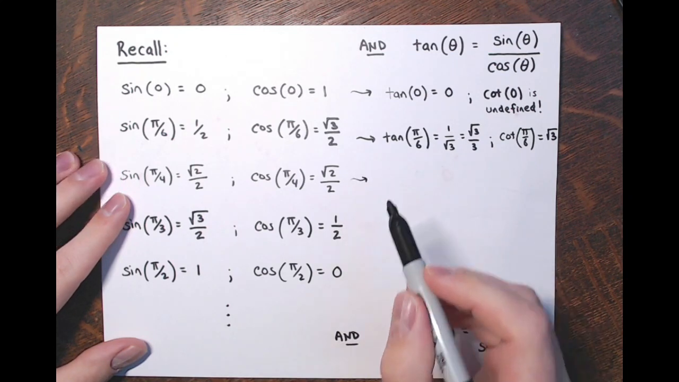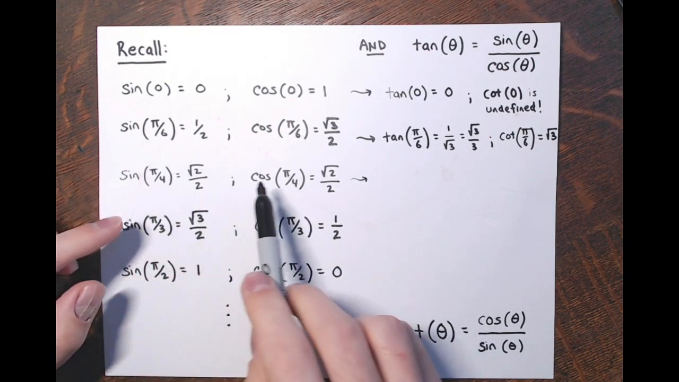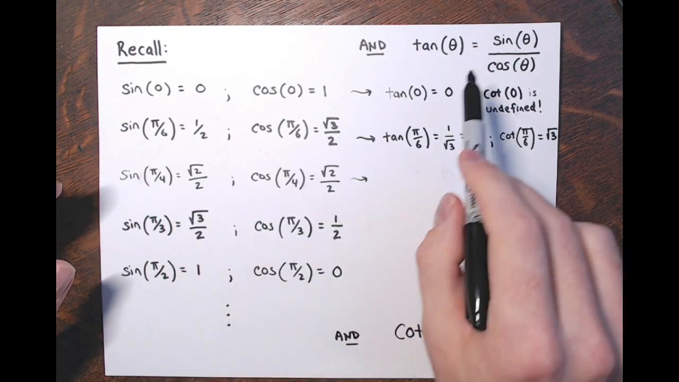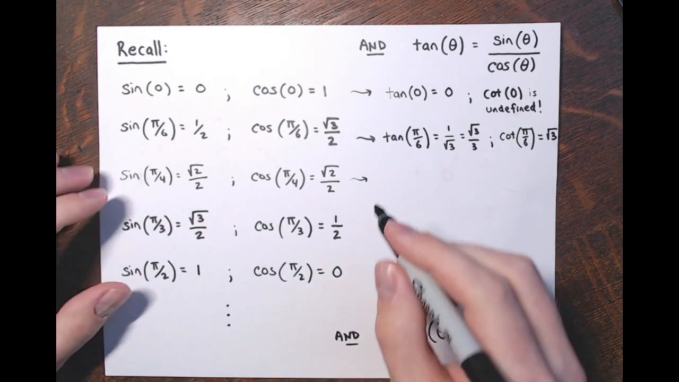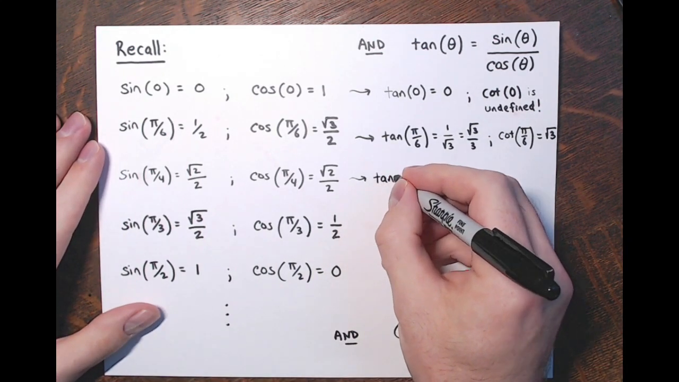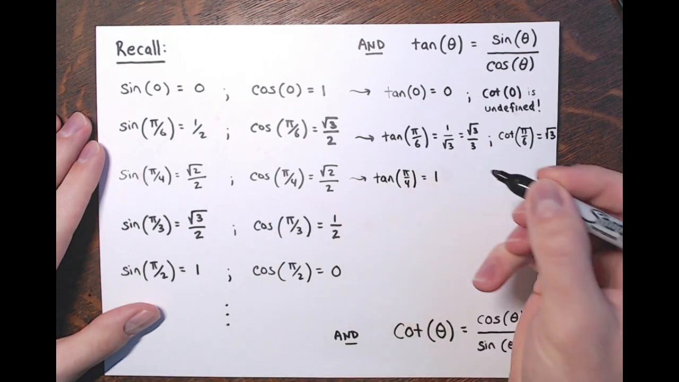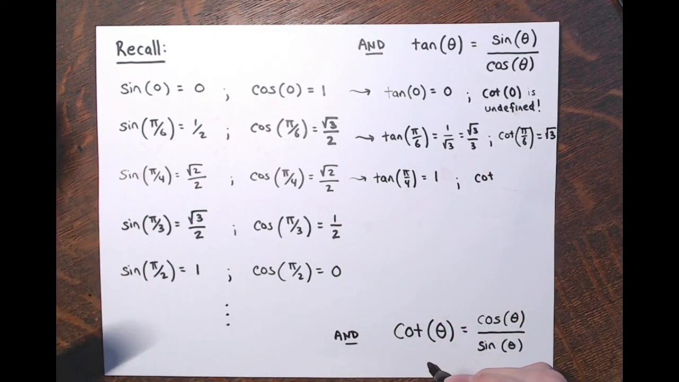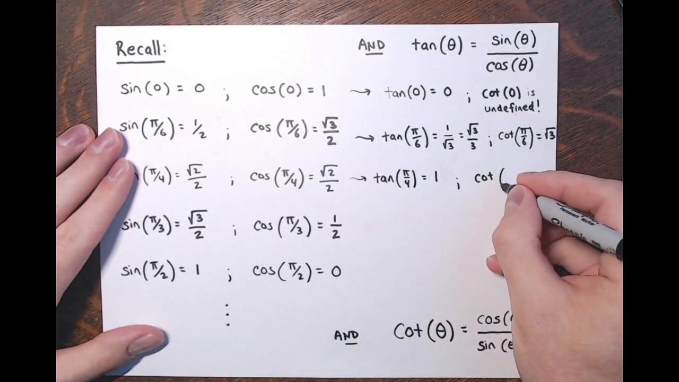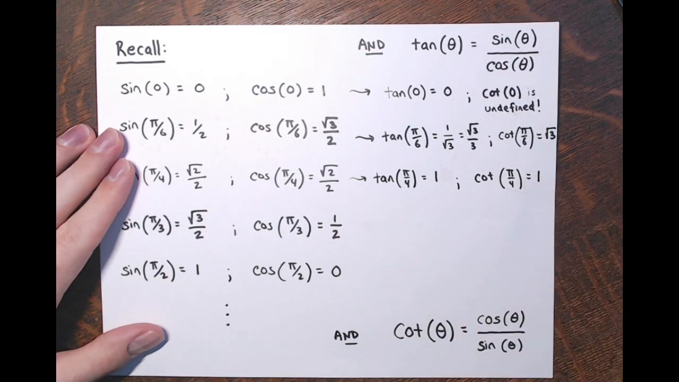This one's probably the nicest one: pi over 4 radians, or 45 degrees. The sine and the cosine of pi over 4 are both the same. So when I divide them, sine divided by cosine, I'm going to get 1. Anything divided by itself is 1. So the tangent of pi over 4, or 45 degrees, is 1. And the same thing would go for the cotangent. The reciprocal of 1 is 1 again. So the cotangent of pi over 4 is also 1.